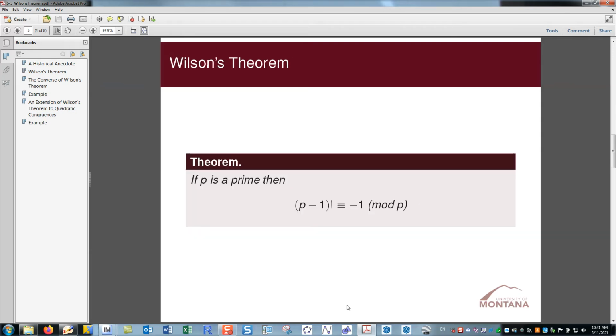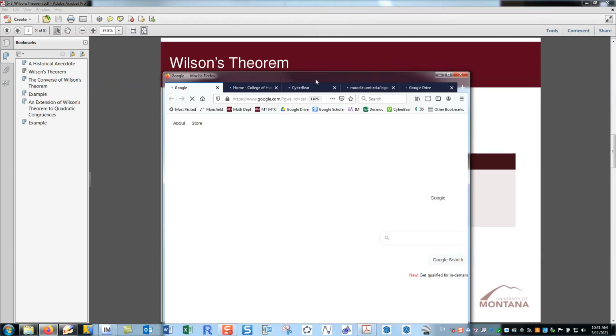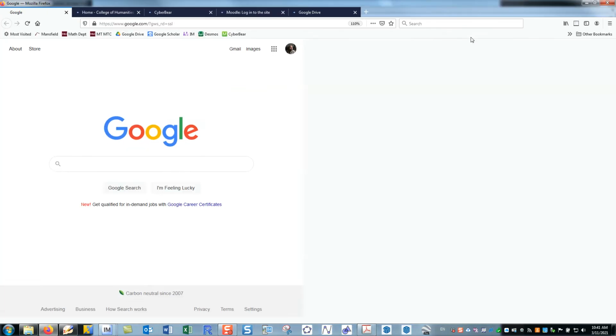This was the theorem in question. It's that if p is prime, then p minus 1 factorial is congruent to negative 1 mod p. Of course, that's the same thing as saying p minus 1 factorial is congruent to p minus 1 itself. Let's take a quick look at an Excel file that will let us, I guess, verify that this is indeed the case.